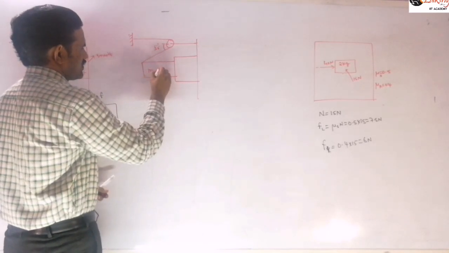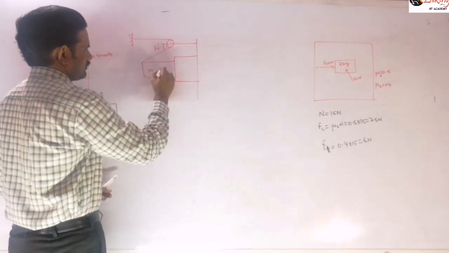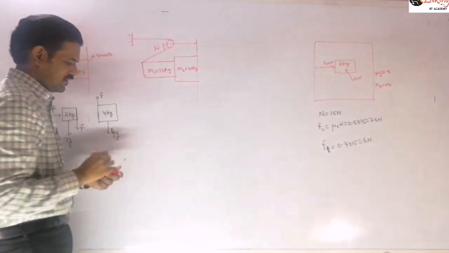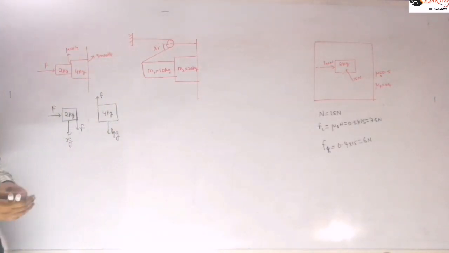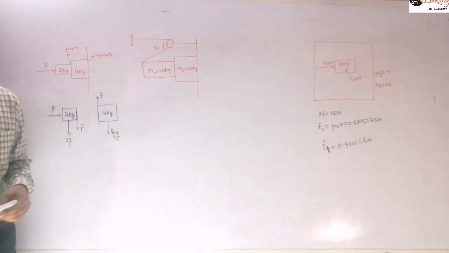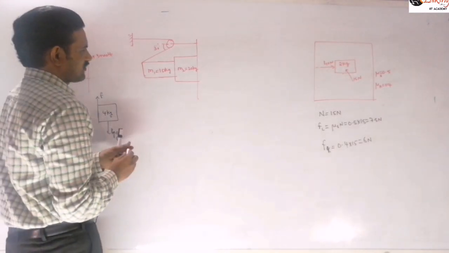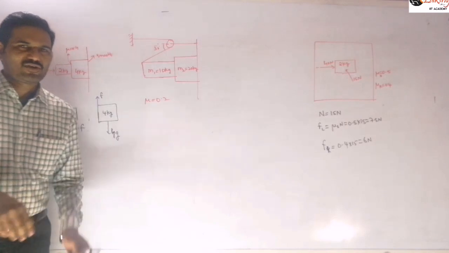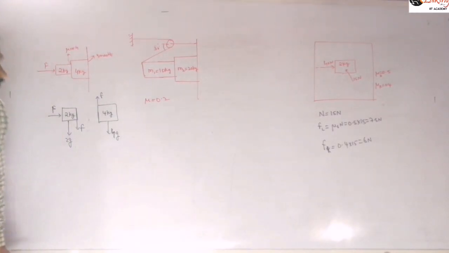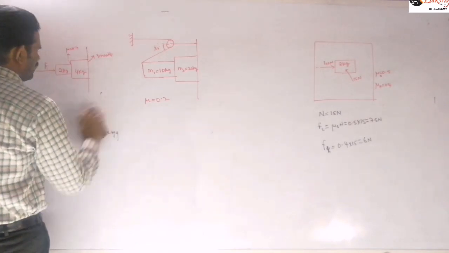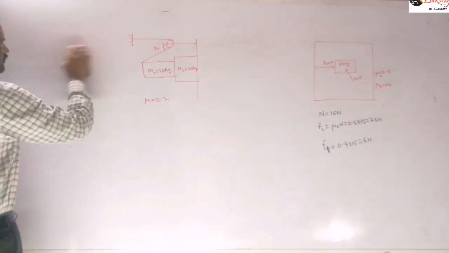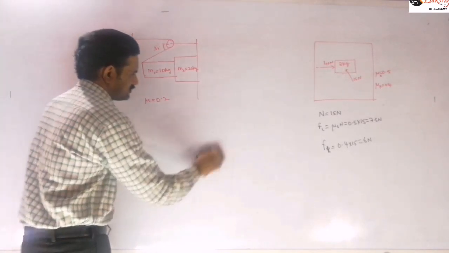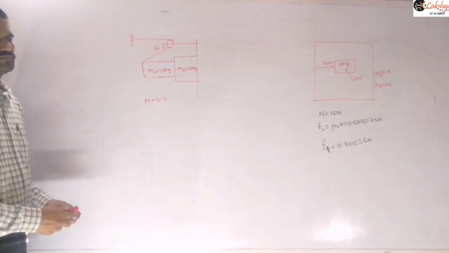This is M1, let us consider a 10 kg block, and this is M2, a 20 kg block. That is what we need to consider. In the system shown in the figure, the coefficient of friction between all surfaces is 0.2. Then find the tension in the string, and the acceleration of the block M2.